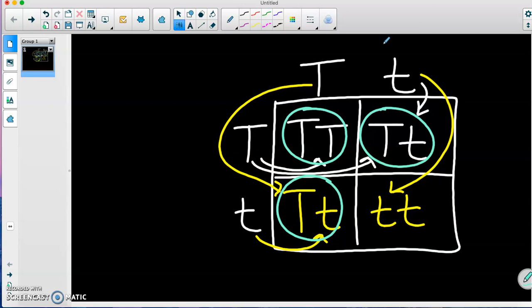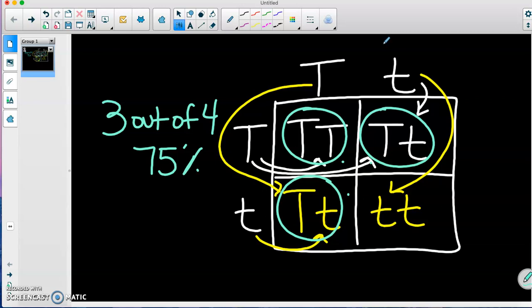So we can see that it would be 3 out of 4. 1, 2, 3 out of 4, because our other one is not. So if I had 3 out of 4, and going to your math class for a second, what would that be in a percent? We know that would be 75%. If you put 3 over 4, you could figure that out as a percent.